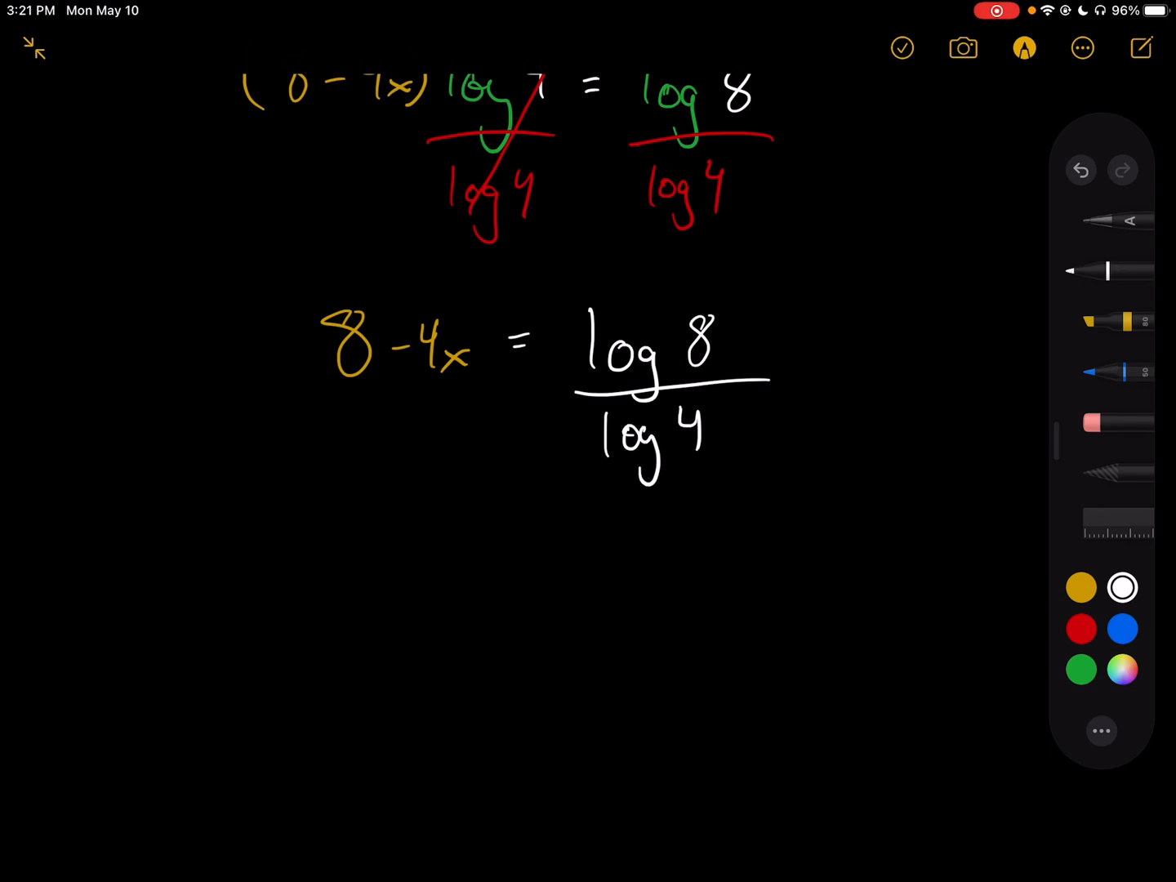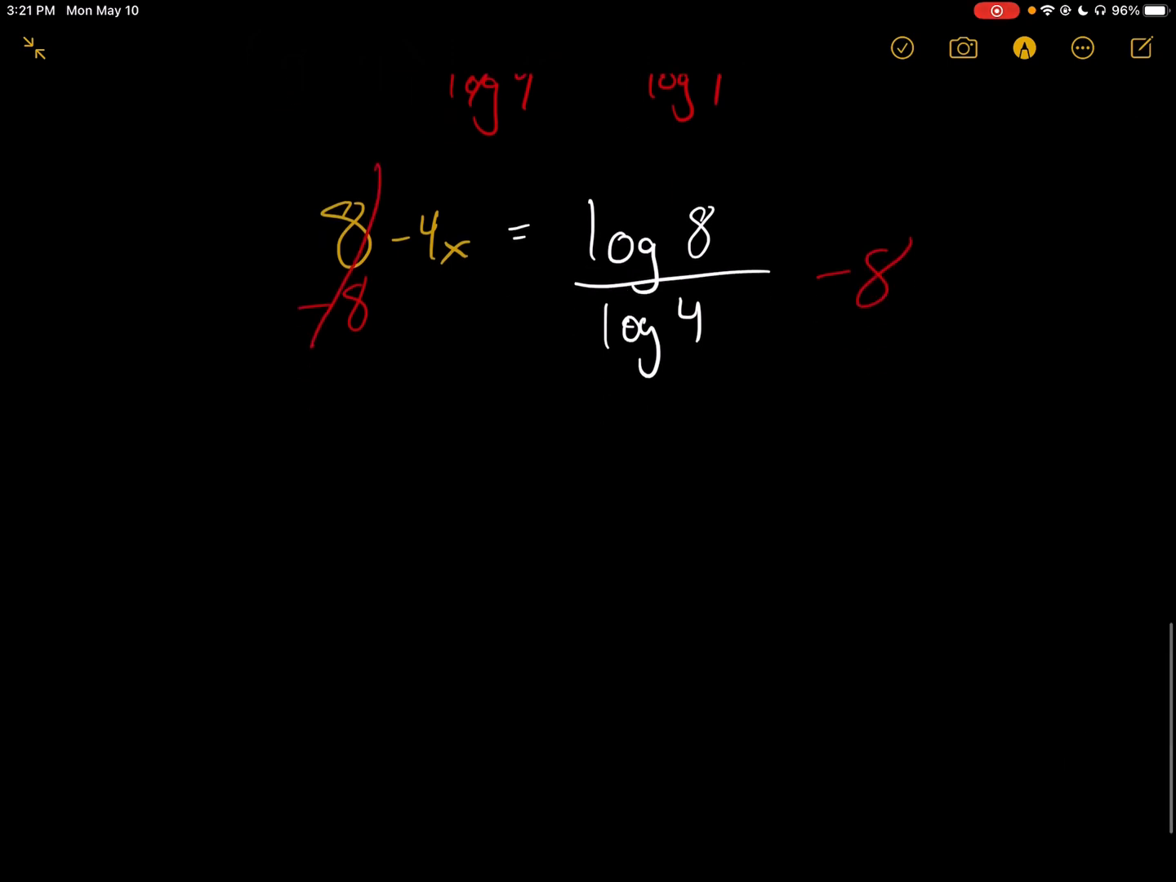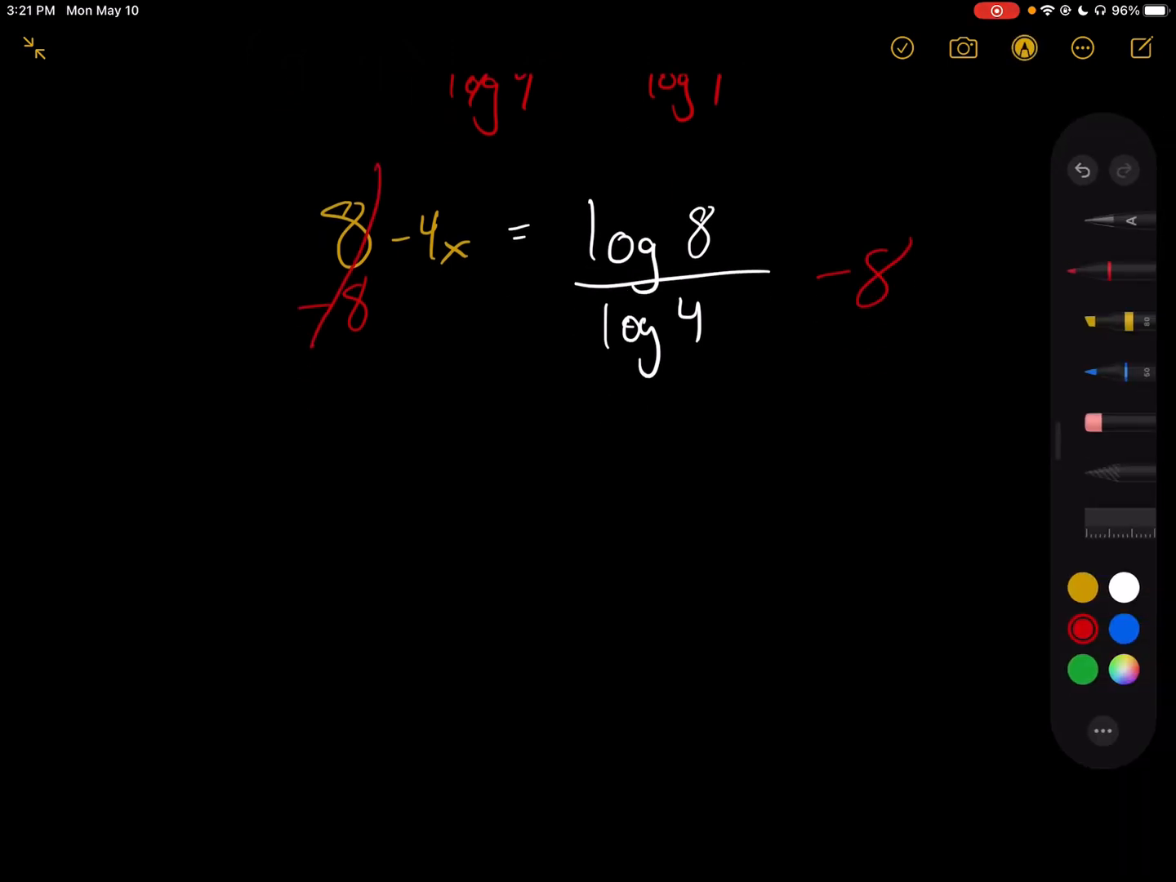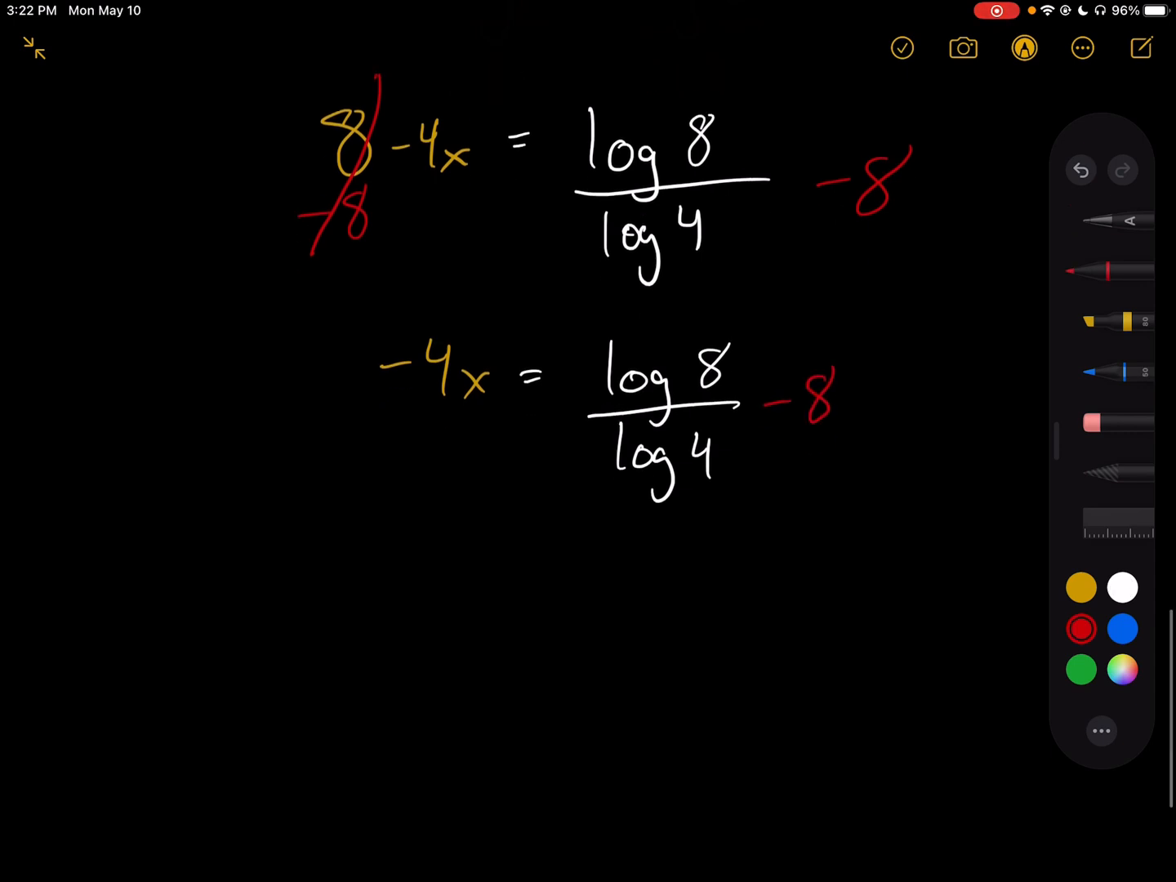Still remembering that I'm trying to undo PEMDAS, I'm going to start by subtracting 8. Okay, so I've got 2 more things to do. I need to subtract 8 and divide by negative 4. I'm going to start by subtracting the 8. So now negative 4x equals log 8 over log 4 minus 8. Okay, and finally, we're going to divide by negative 4 on both sides.